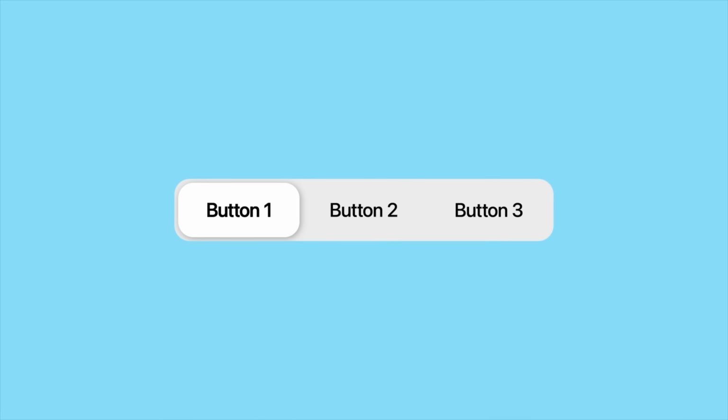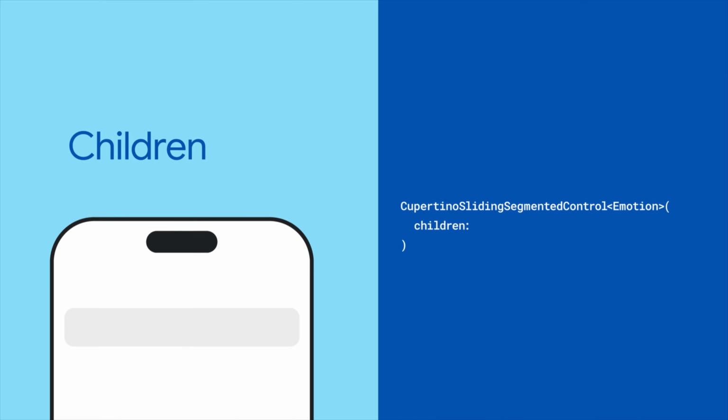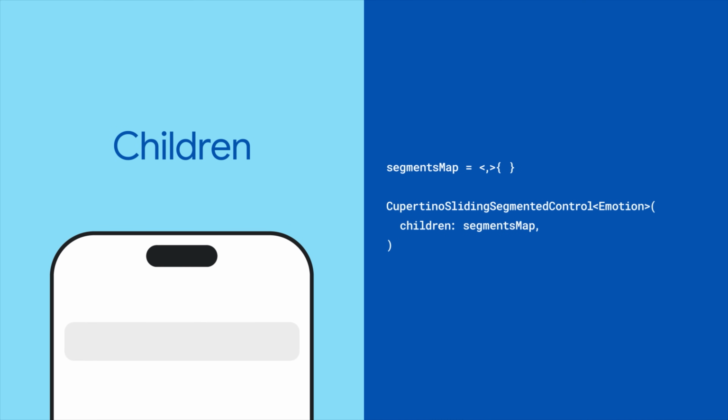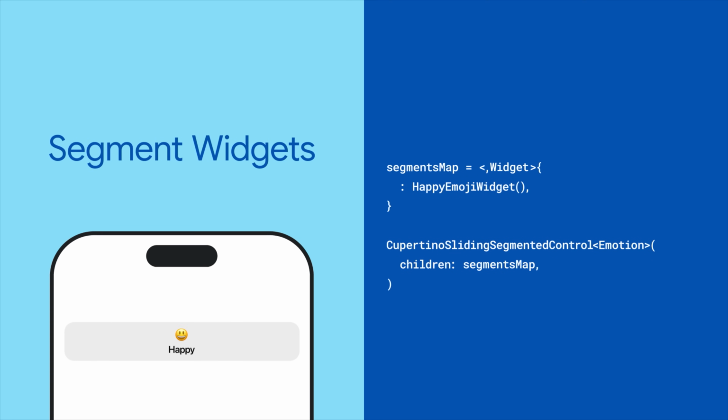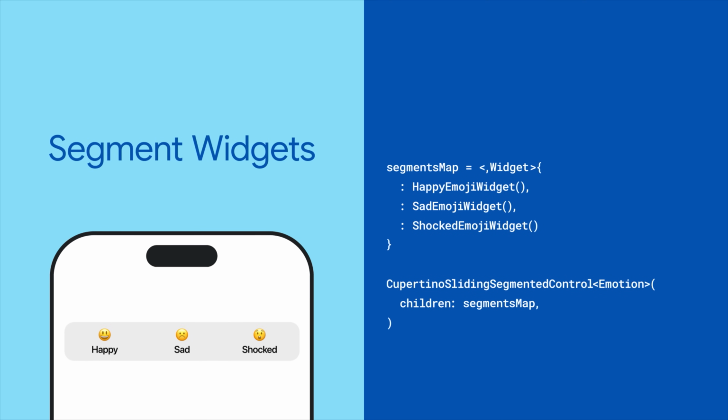Need a horizontal list of buttons that enables users to select a value from multiple options and blends in seamlessly on iOS? Cupertino Sliding Segmented Control is a segmented control widget that is consistent with Apple's human interface guidelines. A segmented control takes an ordered map of children. The map values are the widgets that the segmented control should display in its horizontal list of widgets.